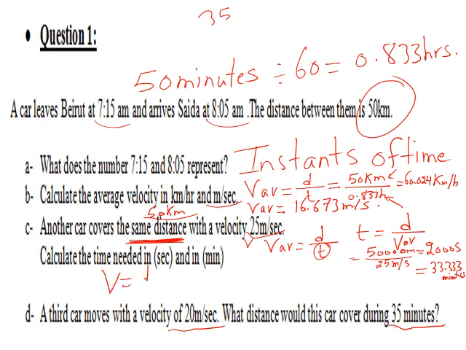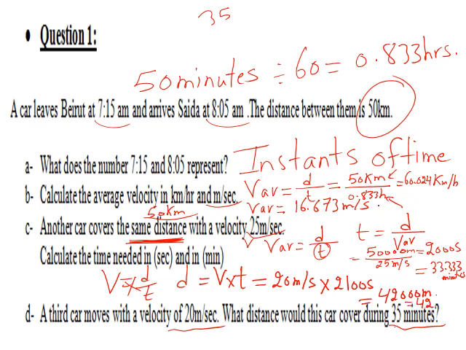So V equals D over T. I want to calculate distance, so by cross multiplication, D is equal to V times T. It's equal to V, 20 meters per second, times T, 2100 seconds, so it will be 42,000 meters. If I want to convert it into kilometers, it's going to be 42 kilometers. So pay attention to the units.